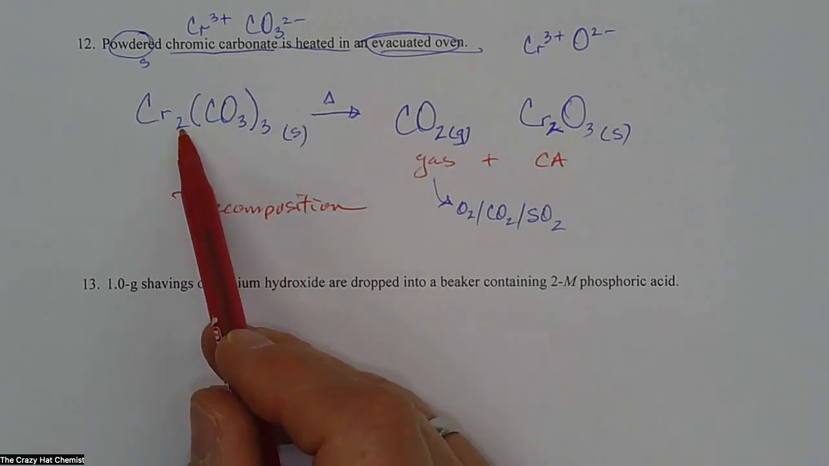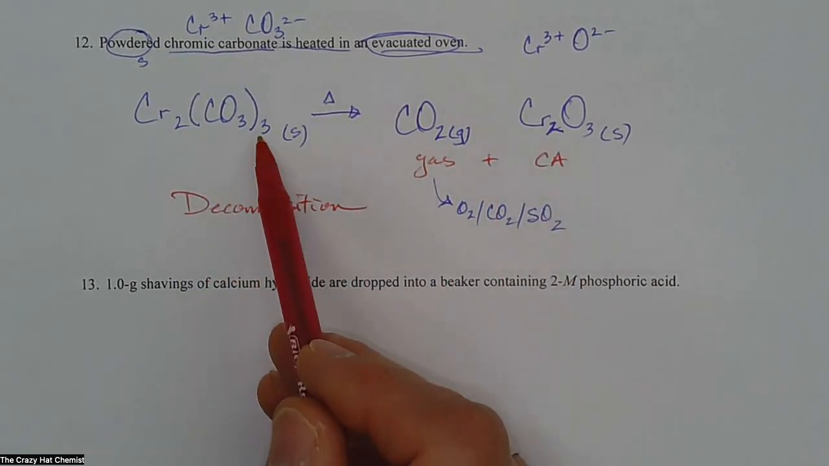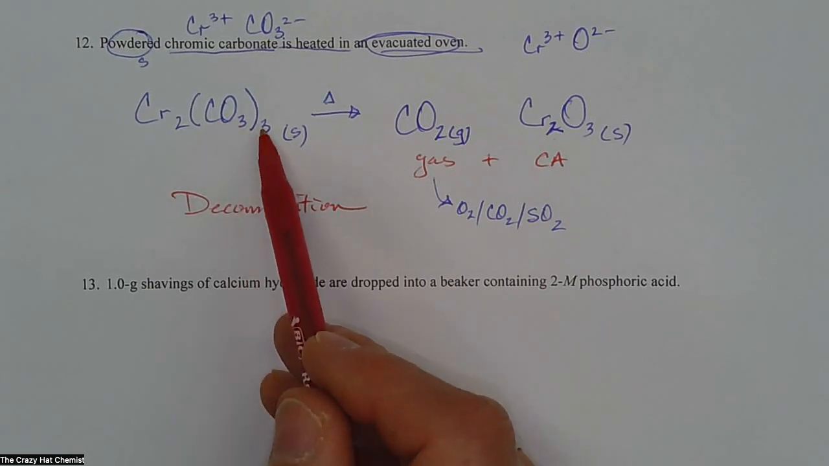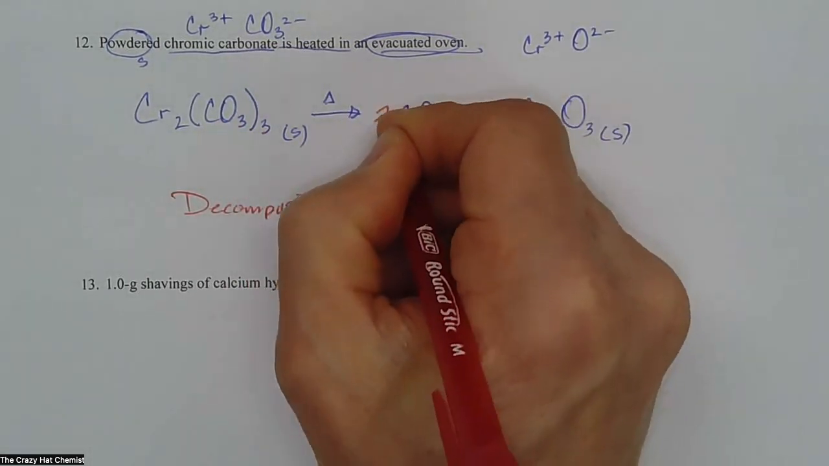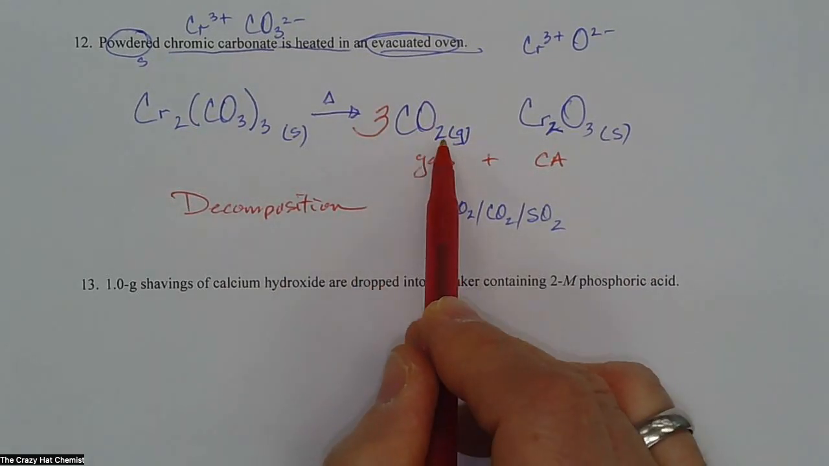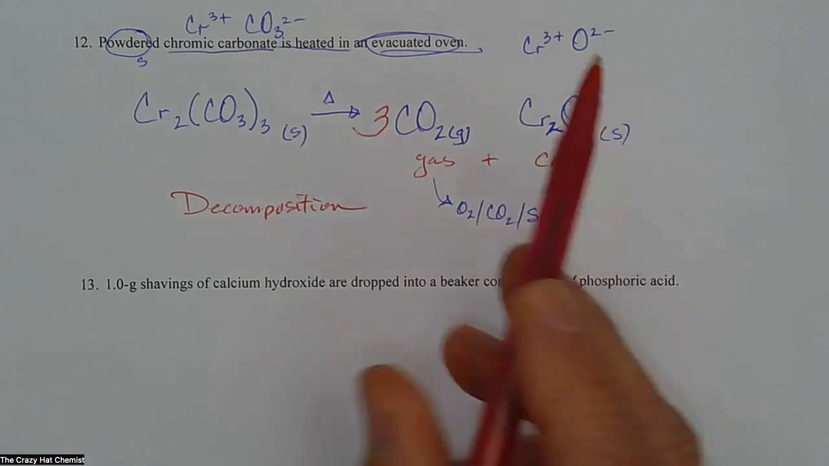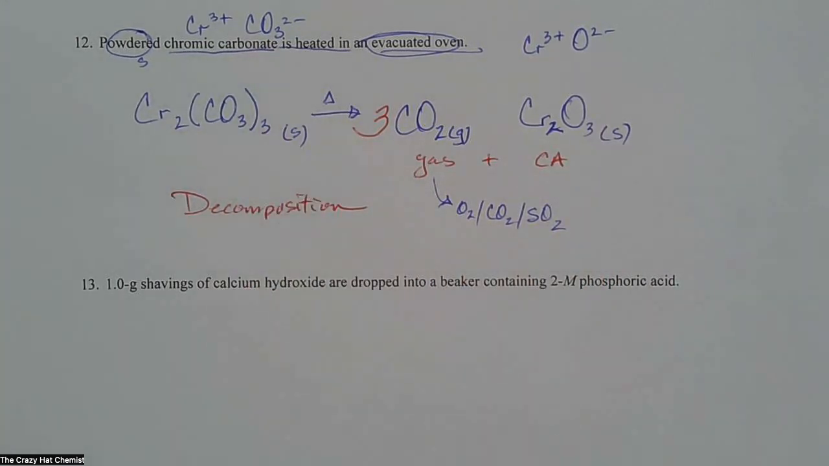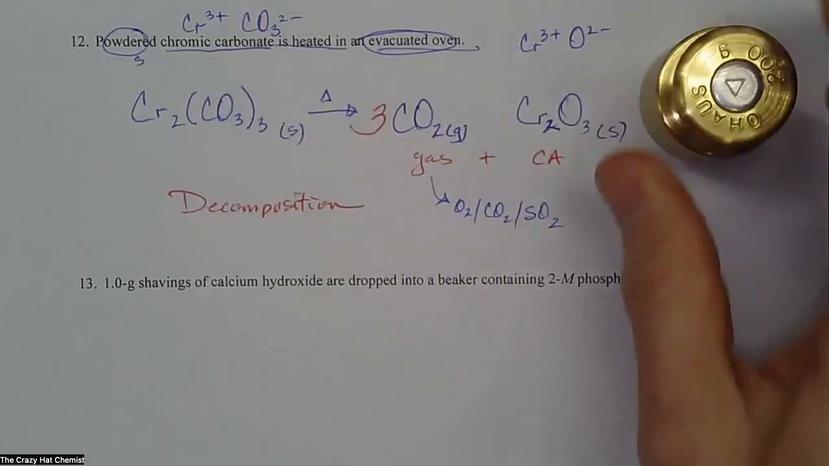All right, so now what we're going to do is balance this, and we have, let's see, two chromiums. We have 3 carbons, and there's 1 carbon. So I'm going to place a 3 right here in front of the carbon dioxide. That will give me 3 times 2, that's 6, plus 3, that's 9 oxygens. 3 times 3, that's 9 oxygens. Oh my gosh, that's balanced. We are good and rocking and rolling.